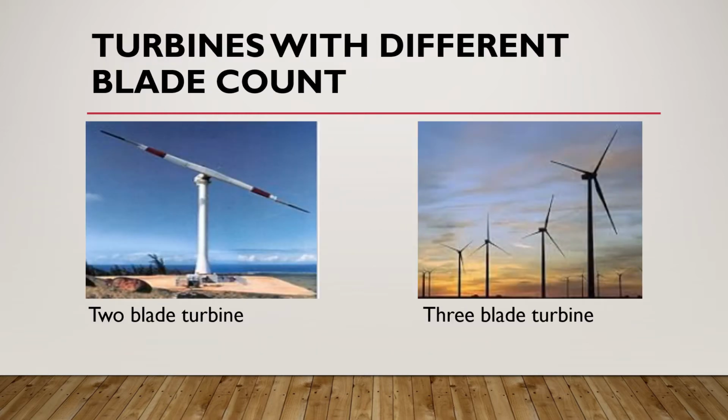So here's a picture of a two blade turbine and a three blade turbine, but the three blade turbine has 3% more efficiency than the two blade turbine. So that's why it's the most efficient one. But if you compare the three blade turbine with the four blade turbine, the four blade turbine has only 0.5% more efficiency than the three blade turbine. So if you compare the cost to the efficiency, it's not that worth it. That's why the three blade turbine is the most used one.